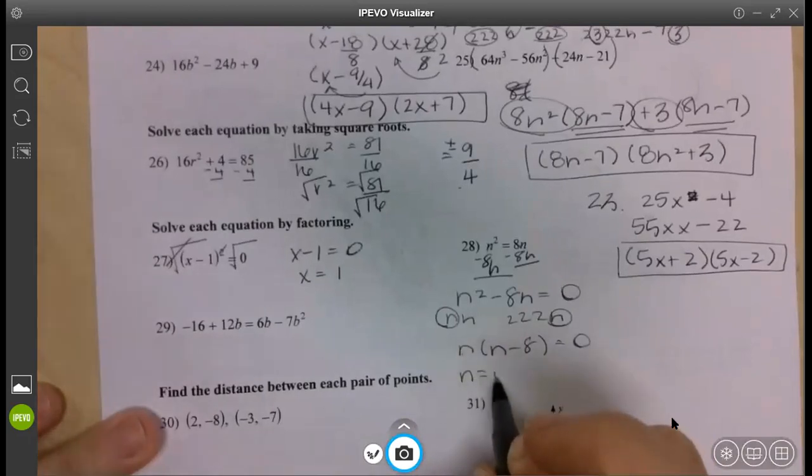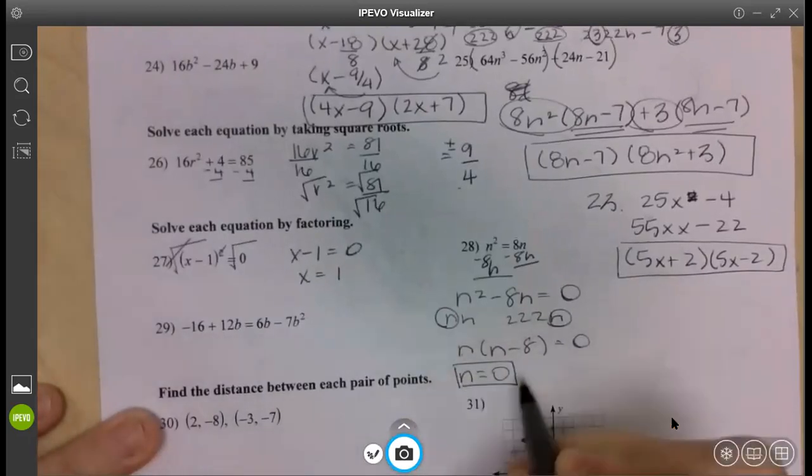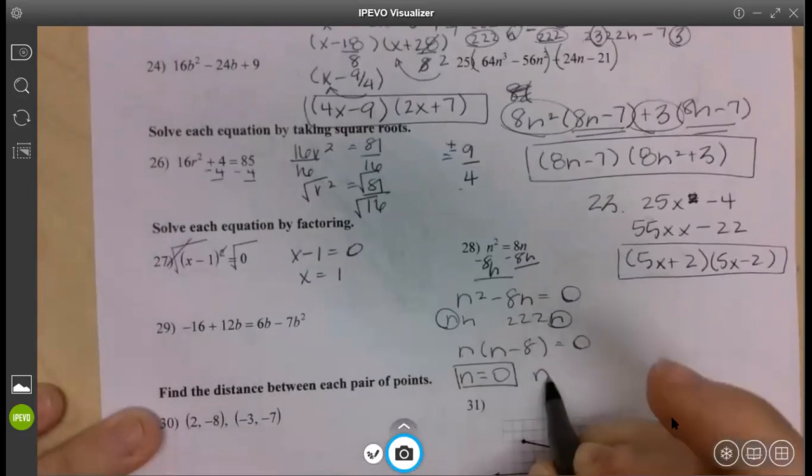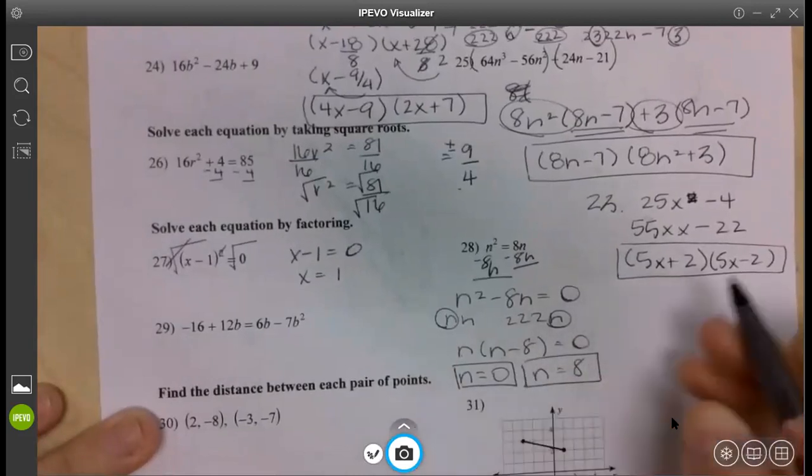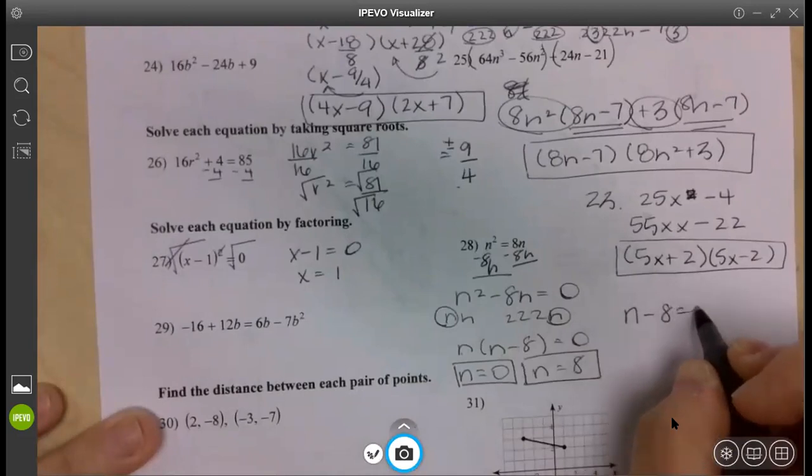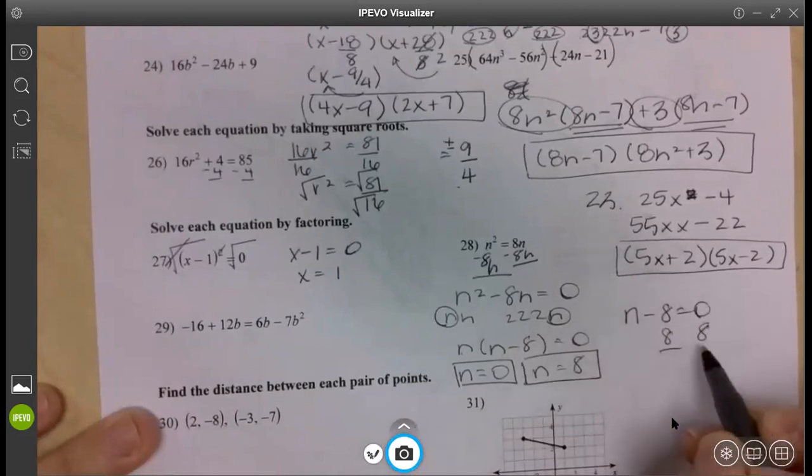N is just equal to 0, so that's one answer. N minus 8 changes to positive 8. Remember, all we do is change the sign. Why is it that way? Because we set it equal to 0. To solve it, we can add and just get positive 8.